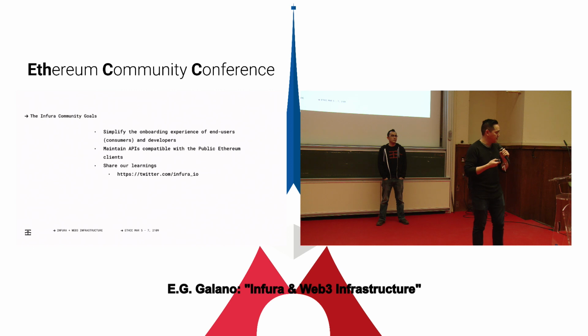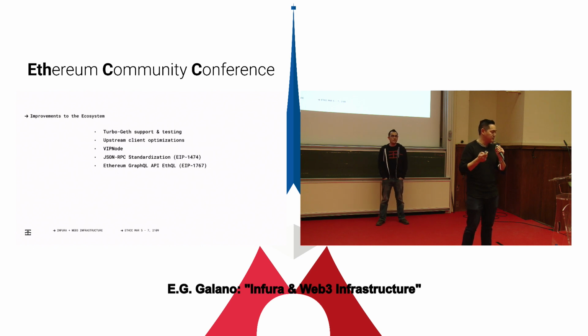So our goals are to help the onboarding experience of these end users, whether they're consumers or developers. And our commitment to the ecosystem is to maintain an API that's compatible with the open source clients so that people can use Infura and continue to run their own node and switch off whenever they'd like to. And then we constantly try to share our learnings on running this infrastructure, primarily through our Twitter account. So if you're not following us, you can follow there, and we like to share blog posts periodically to help people run nodes and optimize their infrastructure.